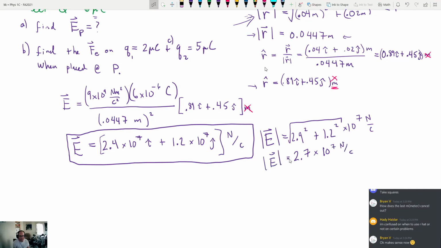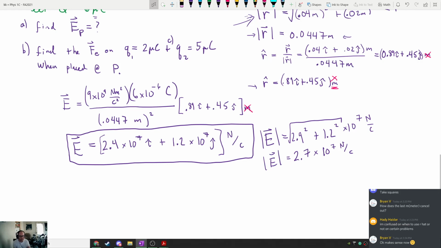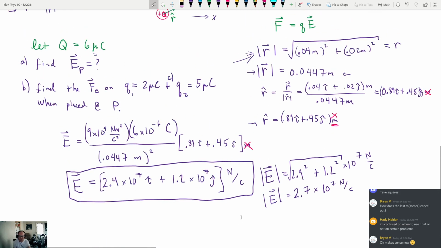All right, I cannot keep going. I have to give you all a break. So let's take a 10-minute break, and then we'll solve the last two parts. They are not particularly hard. In case you don't remember, for part B, we're going to take the charge times the electric field, and that's going to give us the force. That's all we got to do.